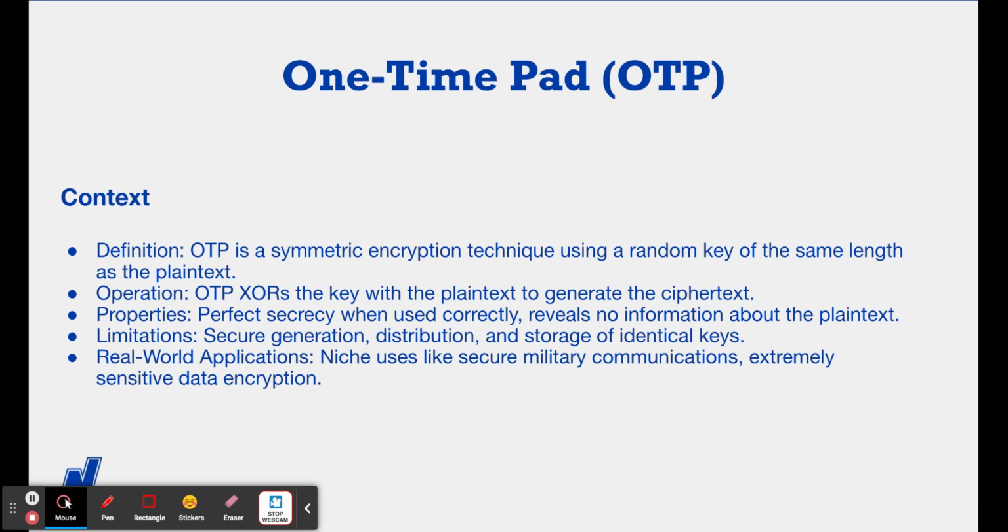So an OTP has the property of perfect secrecy, revealing no information about the original plaintext. However, practical challenges, such as secure key generation, distribution, and storage, make an OTP suitable for niche applications like secure military communications or extremely sensitive data encryption.